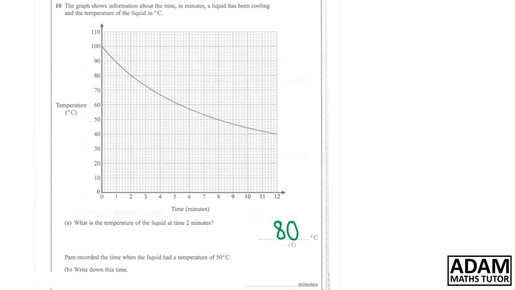Pam recorded the time when the liquid had a temperature of 50 degrees. Write down this time. This time I need to go across from the y-axis at 50 degrees and down to the minutes to read a value of 8 minutes.